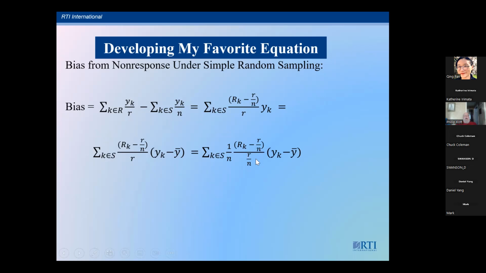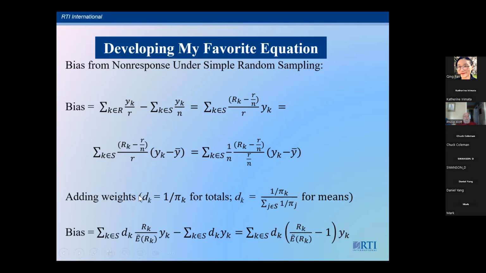What's interesting about this is it basically says you have no bias if either one of two things happens. If either all the y's have the same mean, there's going to be no bias. Or if the probabilities of response are all equal, or equal to the fraction of respondents. So if either one of those two things is true, then there's no bias.